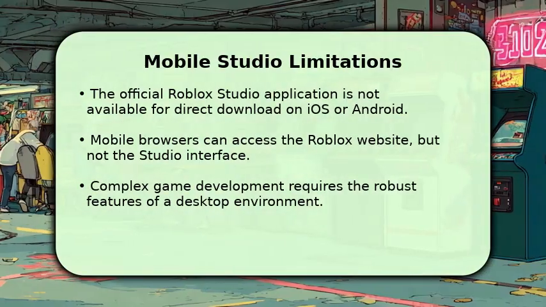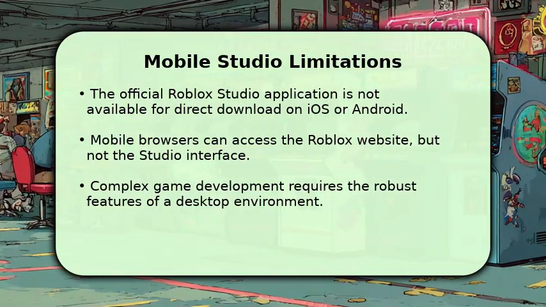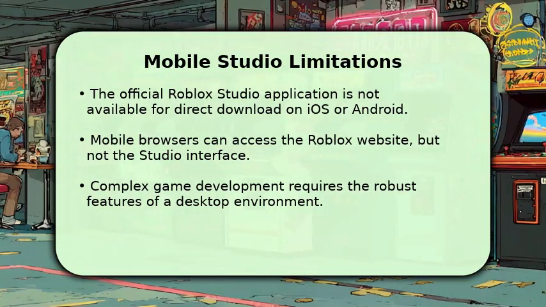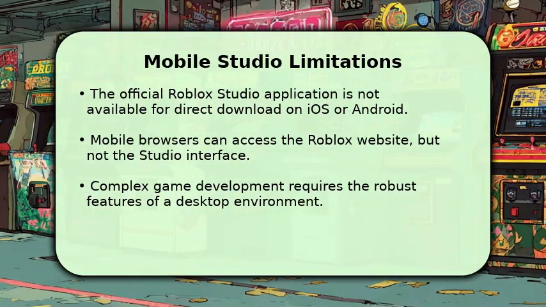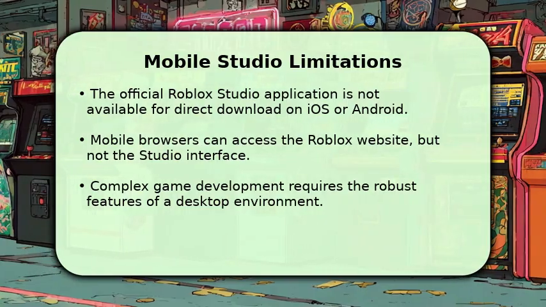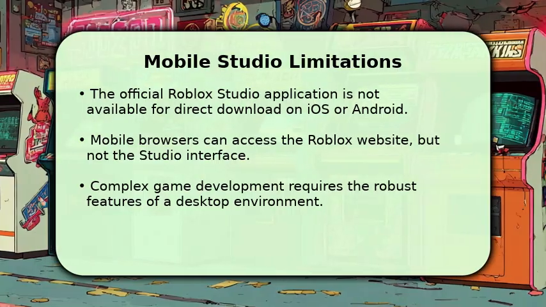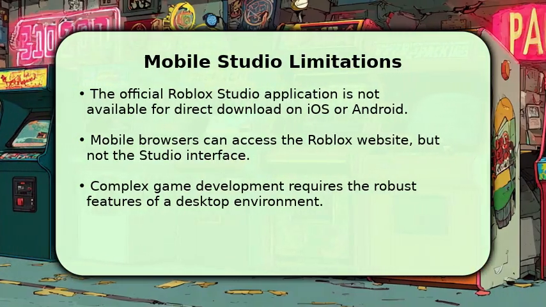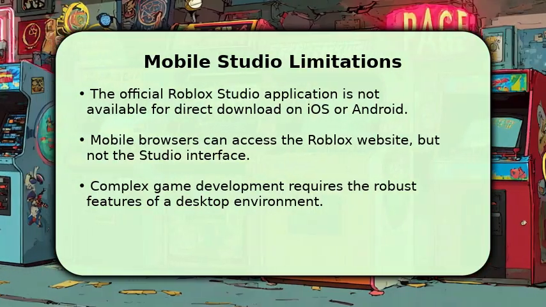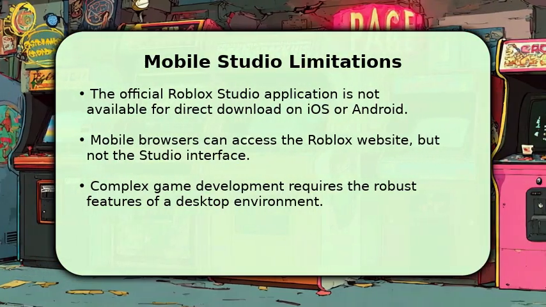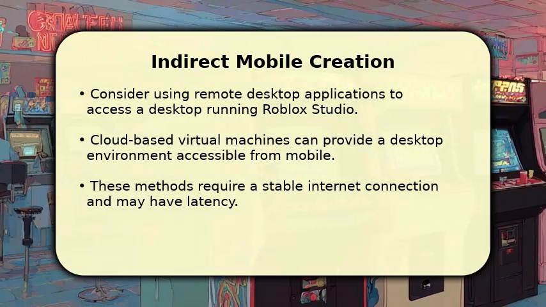It's important to understand that the official Roblox Studio application is not directly available for download on mobile operating systems like iOS or Android. This means you cannot simply install it from an app store. The robust features and complex interface required for detailed game development are best suited for a larger screen and more powerful processing, which mobile devices typically do not provide for this specific software. While direct mobile use isn't feasible, there are indirect methods you can explore.